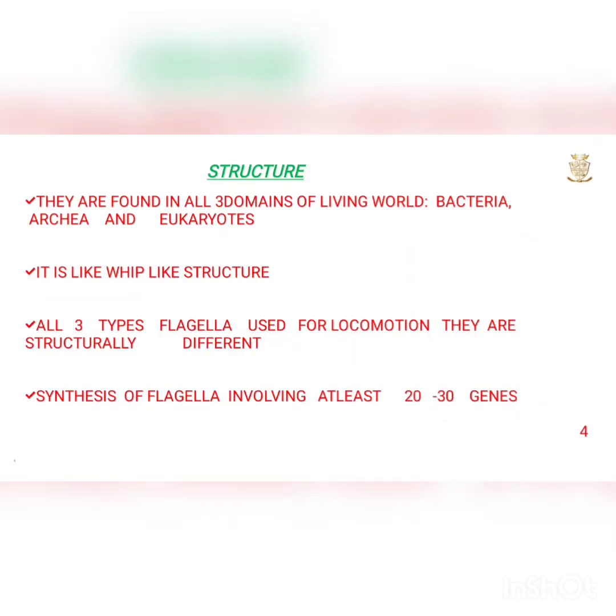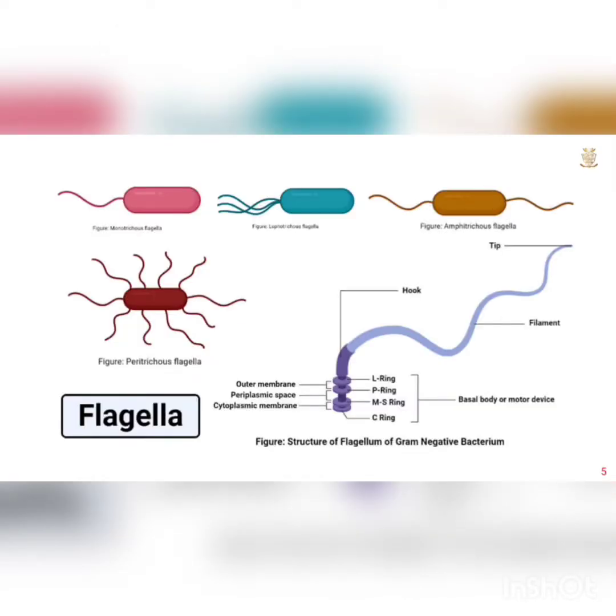So, the structure of the flagella. It is a pipe-like structure. Three types of flagellae are used for locomotion. They are structurally different. 20 to 30 genes are involved in the synthesis of flagellae. It has three main parts.